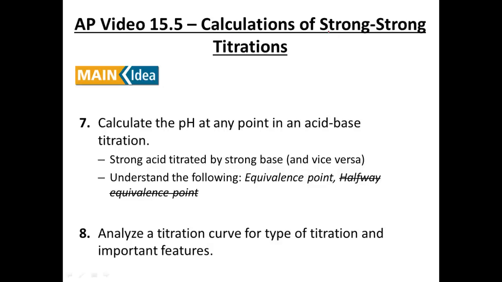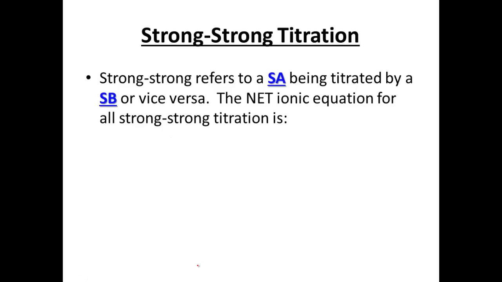This is going to be on calculations of a strong titration. The main goal is to be able to calculate pH at any point during the titration, whether at the beginning, the end, or in the middle. Understand what the equivalence point is, and when we're all done, we'll analyze the titration curve and point out some important features of it. So when we say strong titration, we refer to a strong acid being titrated by a strong base, or vice versa.